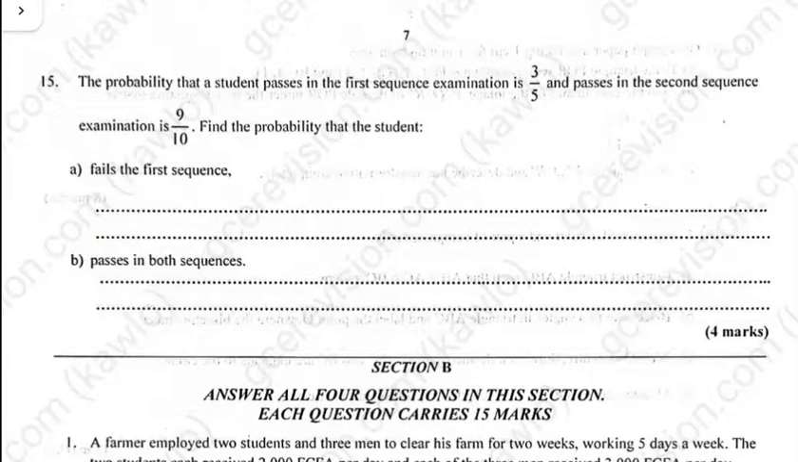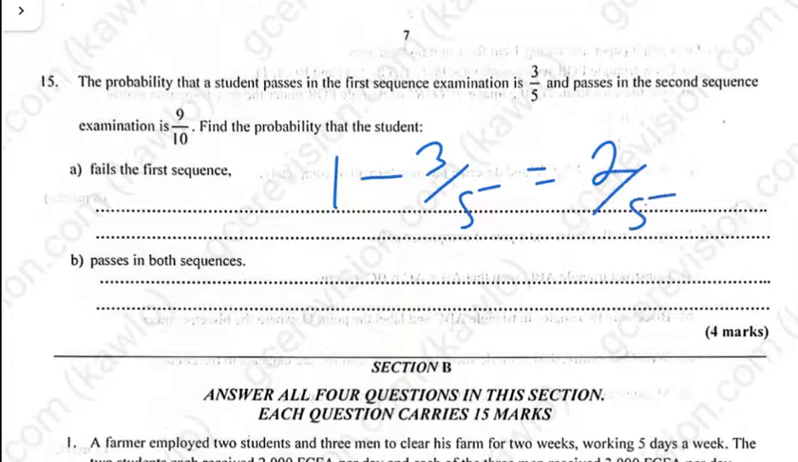What's the probability that the student passes or fails the first sequence? It's an independent event in relation to the second sequence. So the probability that the student passes the first sequence is 3 on 5. So what's the probability that the student will fail the first sequence? It will just be 1 minus 3 on 5, which equals 2 on 5.